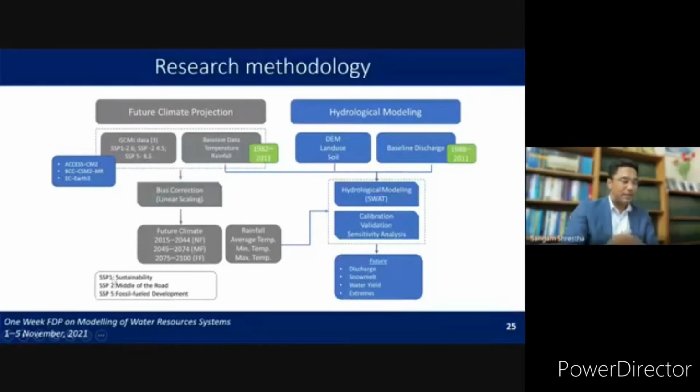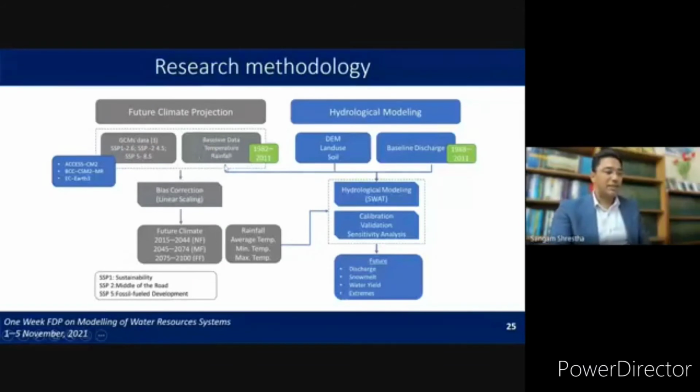So there might be different kinds of scenarios that will generate different concentrations of greenhouse gases in the atmosphere in the future. Since we do not know how exactly the socio-economic development occurs in the future, there are several scenarios proposed here, and based on that, different climate data are available.